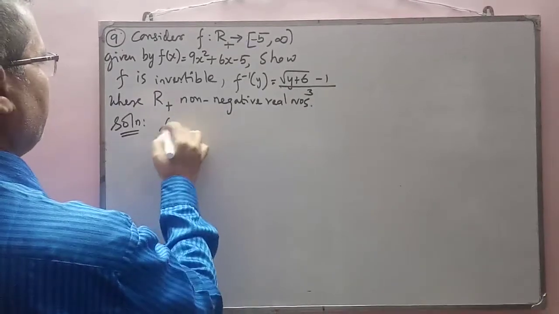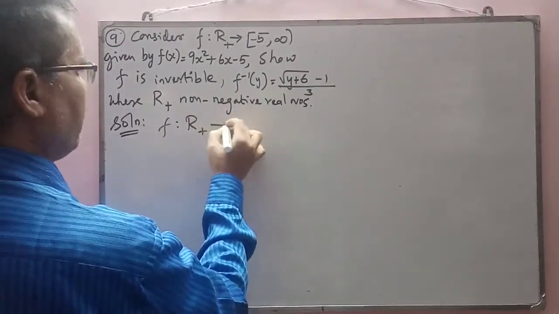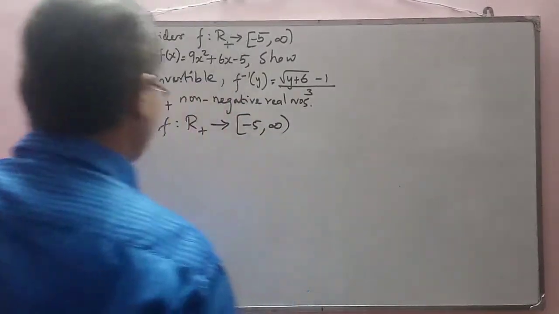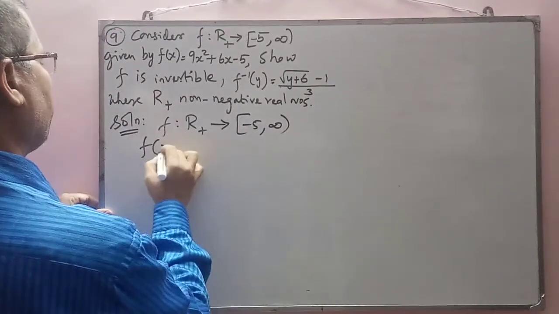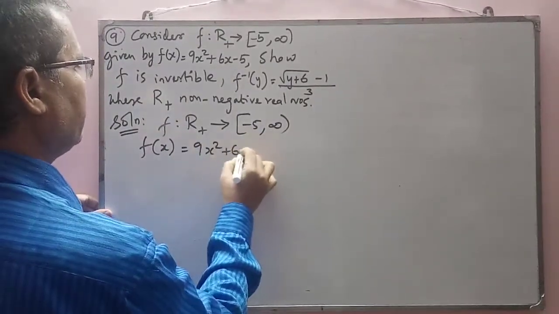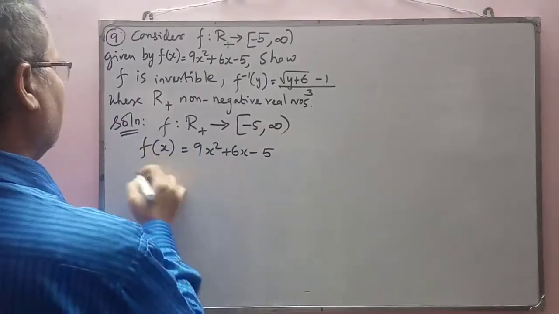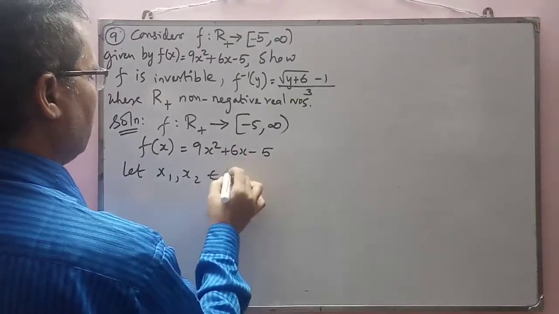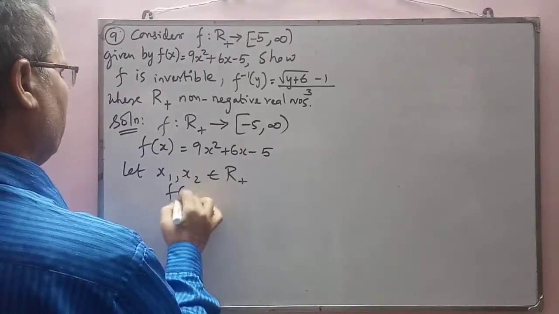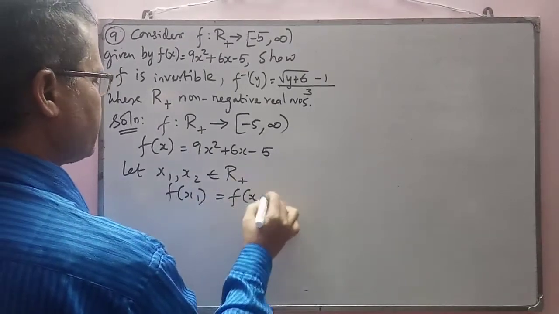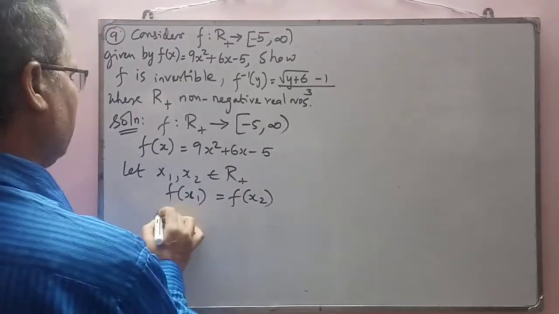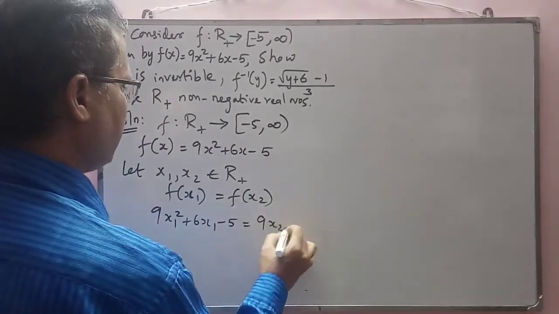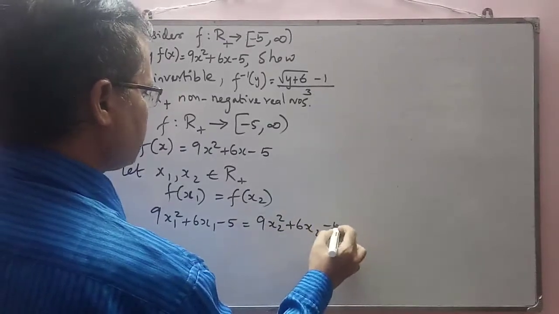Let us start. The function is non-negative, all positive numbers, forget about negative numbers here. So your codomain is from minus 5 to infinity. Here only the solving part is going to be a little difficult, children. As usual we'll take two elements in the domain, x1, x2 belonging to the positives. Now we'll take images equal, f of x1 equal to f of x2, which means 9x1 square plus 6x1 minus 5 equals 9x2 square plus 6x2 minus 5.